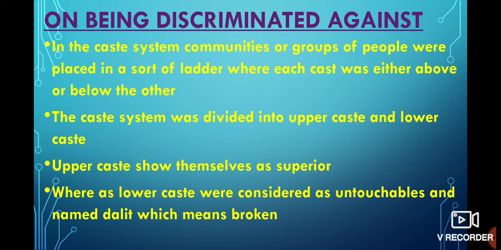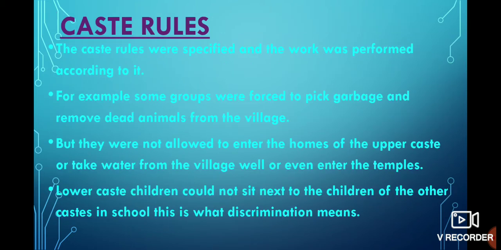Upper caste shows themselves as superior. Upper caste thinks that they are very superior, whereas lower caste are considered as untouchables and named Dalit. So this is before independence, not now, when people of lower caste were considered untouchables. That means we should not touch them, and they were named Dalits. What is the meaning of Dalit? Dalit means broken.